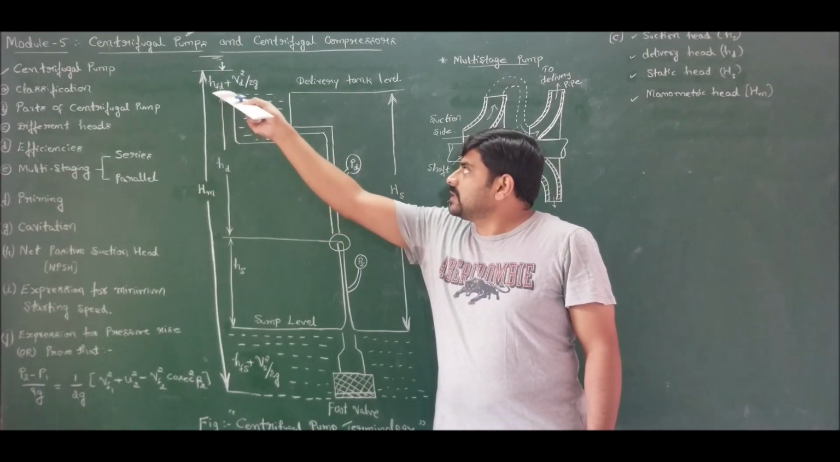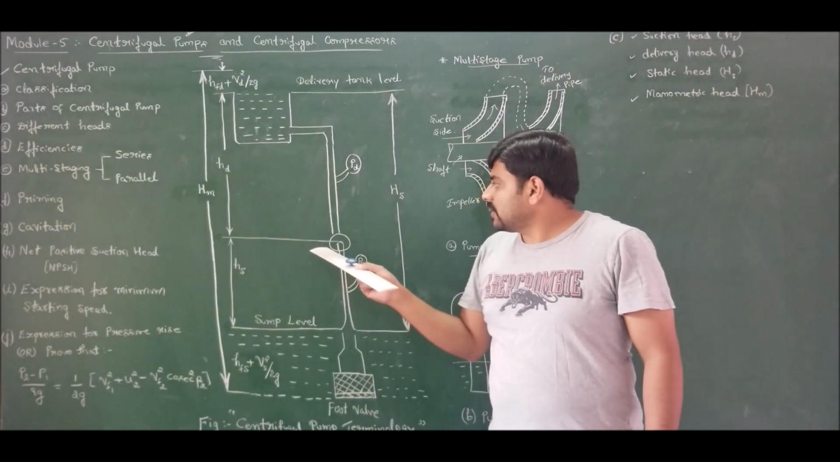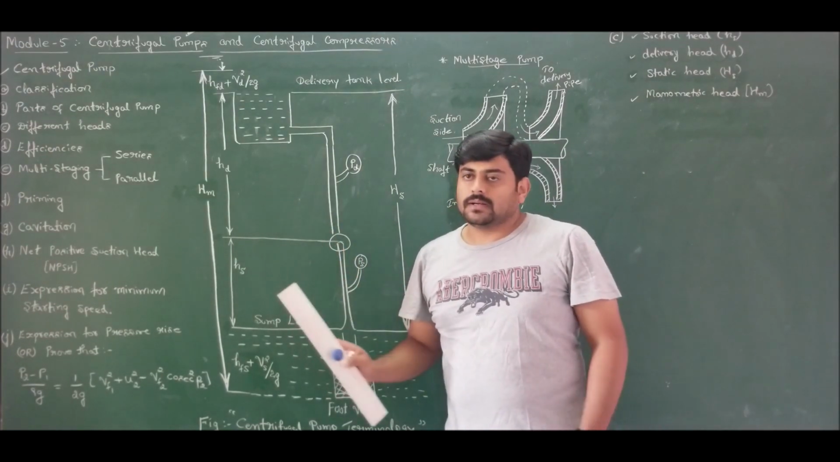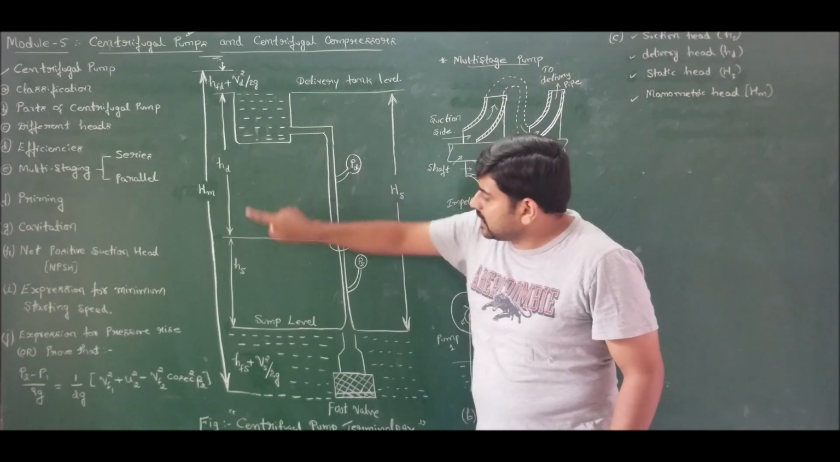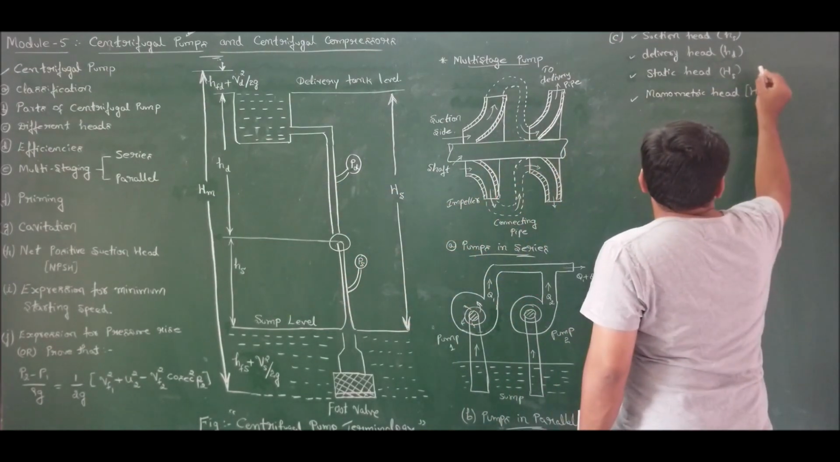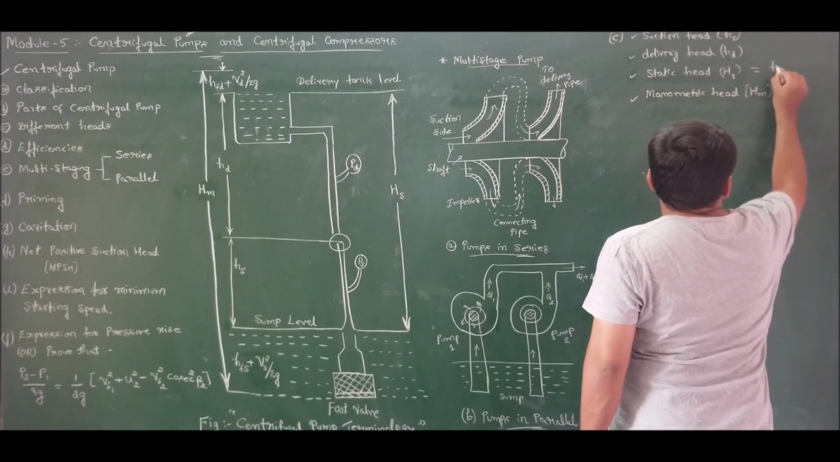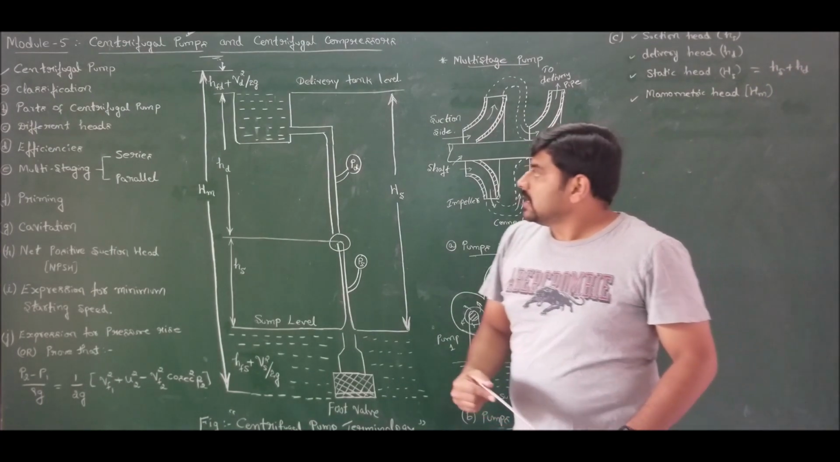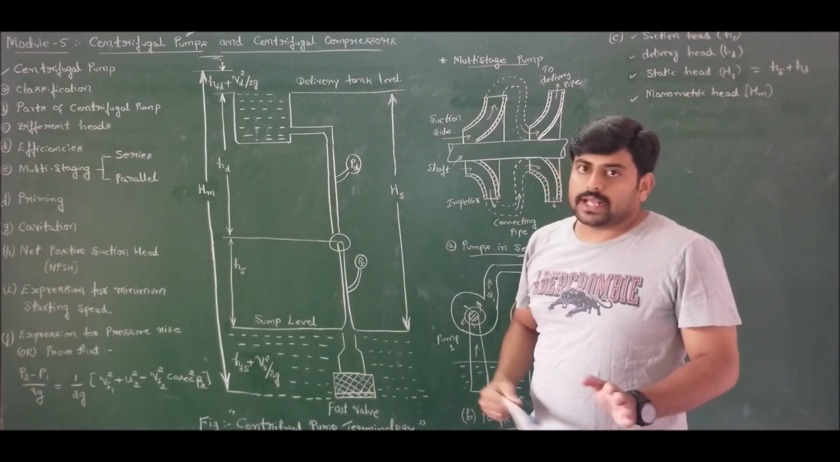So to the top level of the tank, if you measure the vertical distance from the central axis of the pump, that will give you the delivery head. So if I add both delivery head plus suction head, it will give us the static head. Therefore, static head is the sum of suction head plus delivery head. Next comes the manometric head.